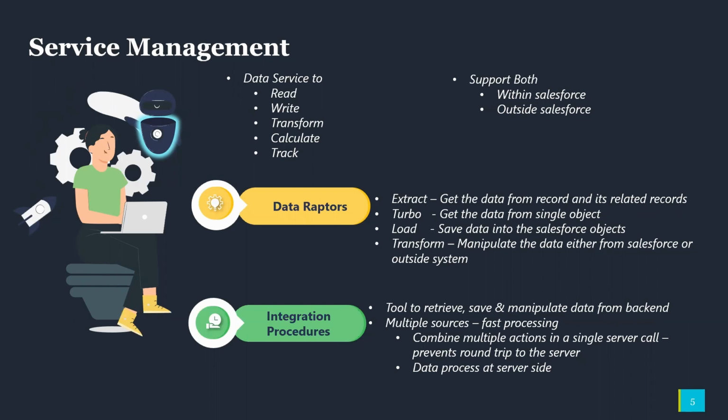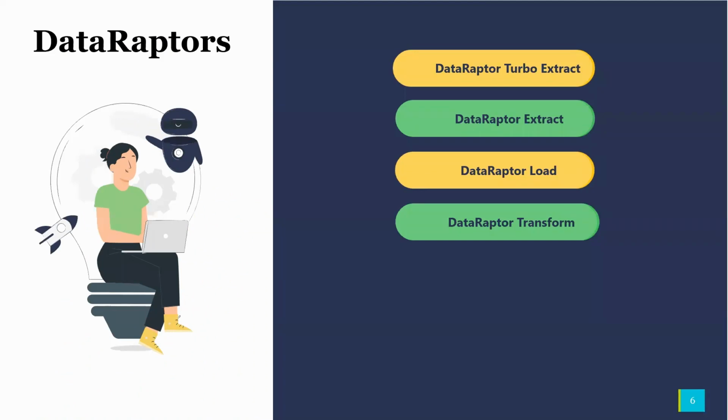Now, what is Omnistudio Data Raptors? Omnistudio Data Raptor is a mapping tool that enables us to read, write, and transform data coming from Salesforce or outside Salesforce. Again, it is a configurational service which helps us to retrieve, transform, and update our data. Now there are four types of Data Raptors available: Data Raptor Turbo Extract, Data Raptor Extract, Data Raptor Load, and Data Raptor Transform. We'll be covering more on these topics.